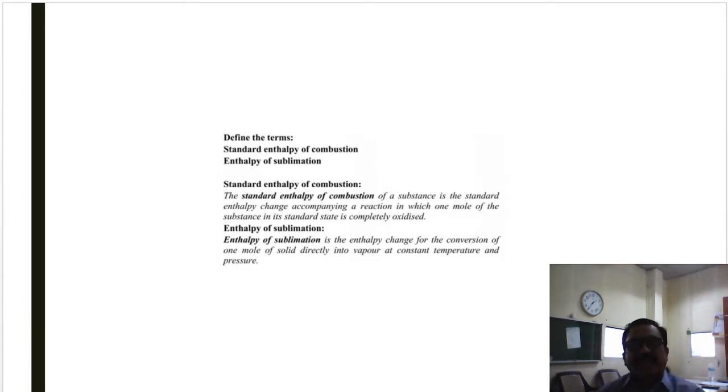A short answer type question. Here, each question carries 2 marks. The first question is: define the terms standard enthalpy of combustion and enthalpy of sublimation. That is, each definition carries a single mark. Two definitions are asked for 2 marks, and hence one definition has 1 mark.